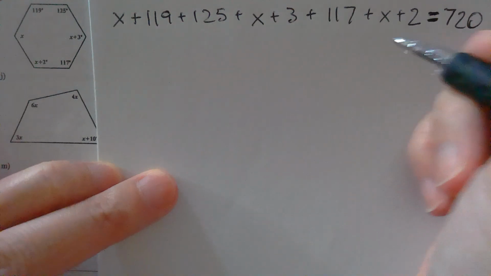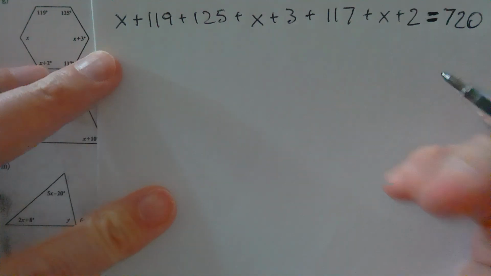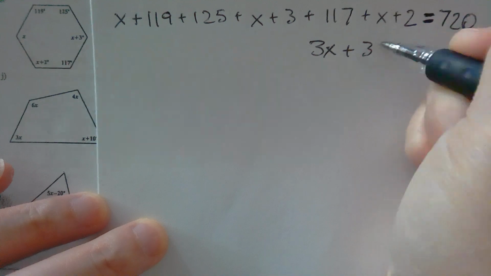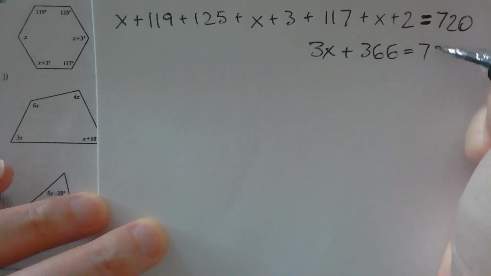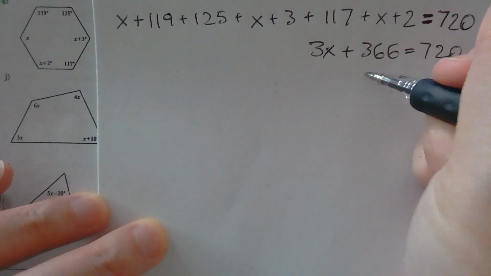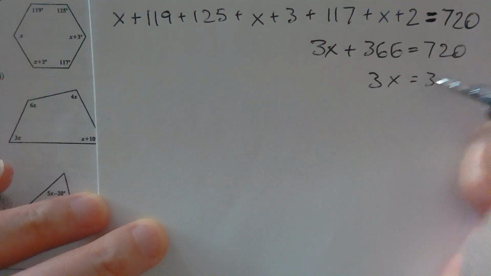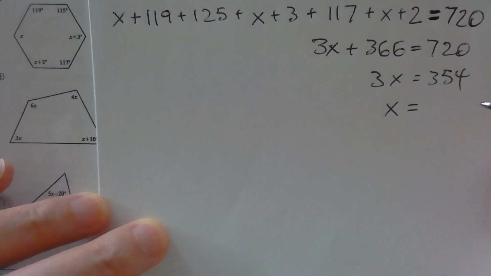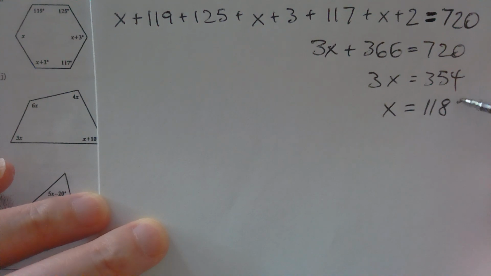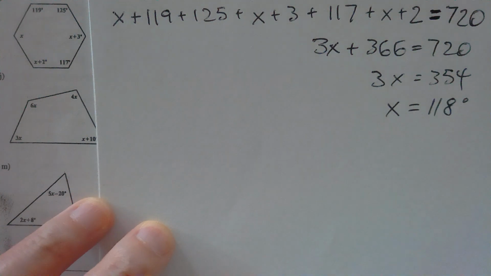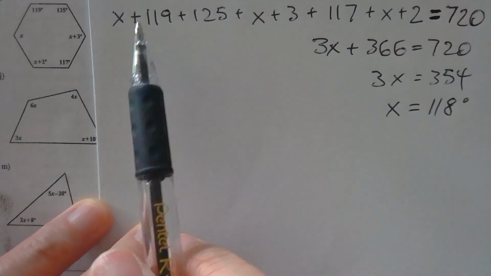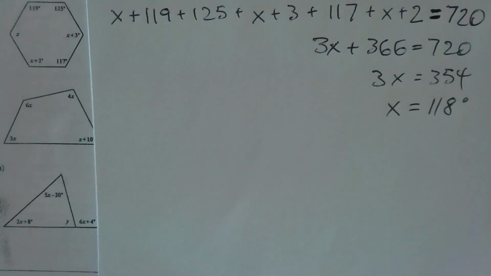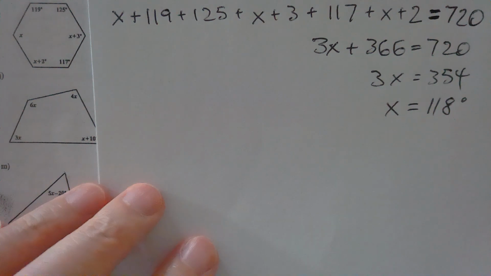Okay. So then this one, when you add it all up together, you get 3x plus 366 equals 720. Move that 366 over to the other side, you get 354. And so when you divide it, you get x equals 118 degrees. Okay. This part right here is just the algebra. That's why we spent the whole month on it.